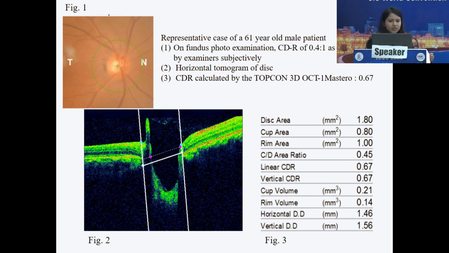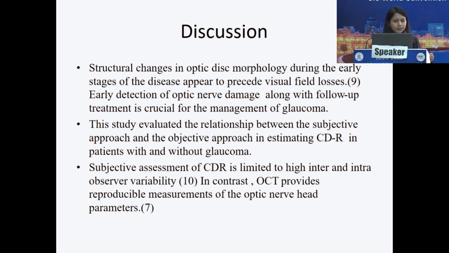This is a representative case of a 61-year-old patient having a fundus photo examination showing cup to disc ratio of 0.4:1 as ascertained by the examiners. The cup to disc ratio calculated by the Topcon 3D OCT Maestro was 0.67. Some structural changes in the optic disc morphology during the early stages of the disease precede visual field loss. The early detection of the optic nerve damage along with the follow-up for treatment is crucial for the management of glaucoma.